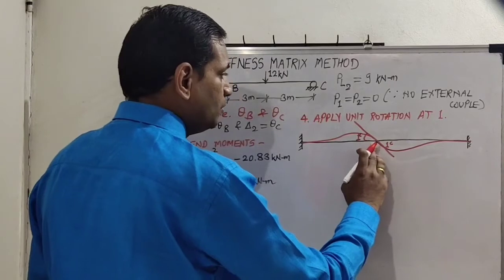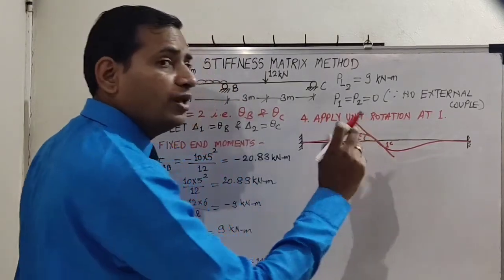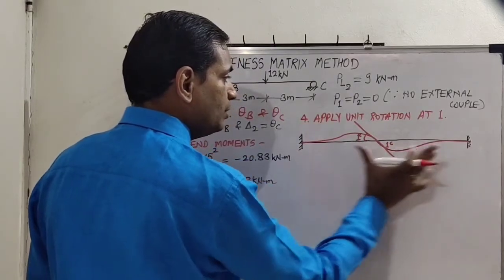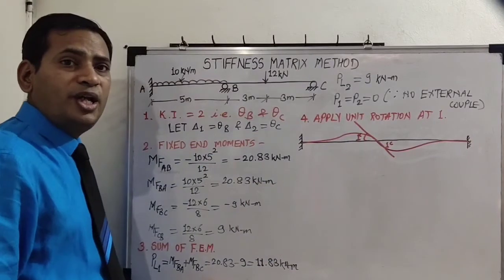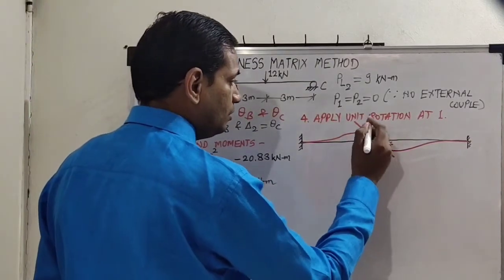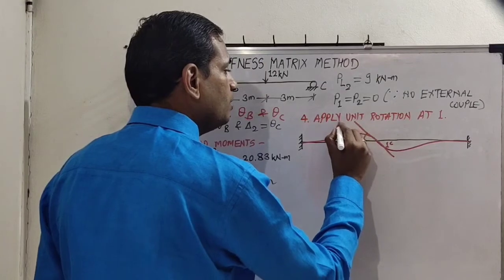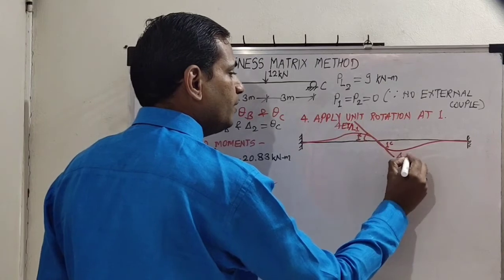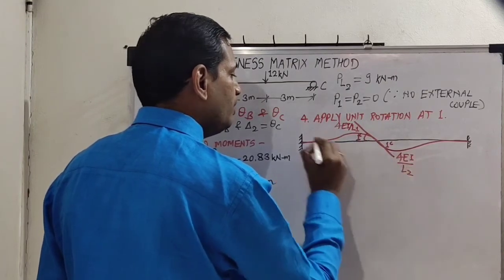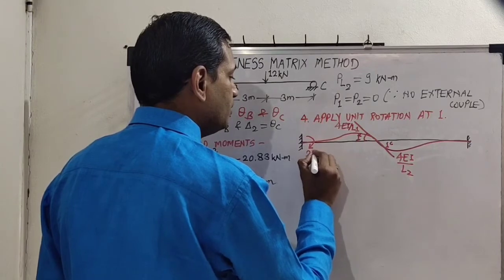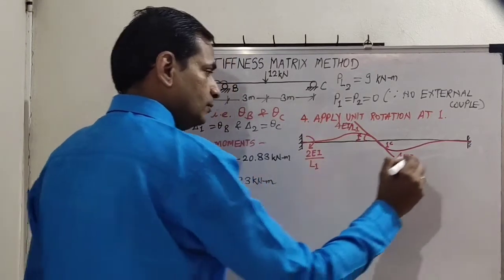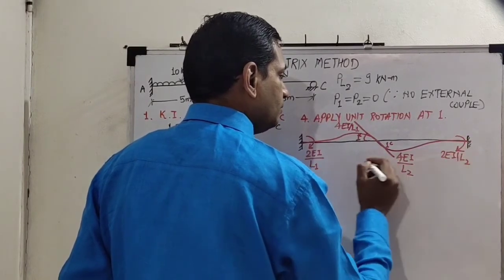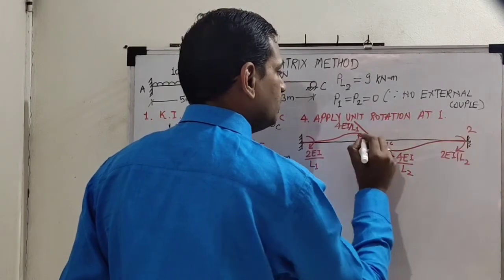So this is a joint which is undergoing rotation and far end becomes fixed. So this case becomes individually a propped cantilever beam subjected to clockwise movement. So here stiffness induced is 4EI upon L1. Here it is 4EI by L2 and its half values will be on far end. 2EI by L1 here, 2EI by L2 here. So this is 2 and this is 1.